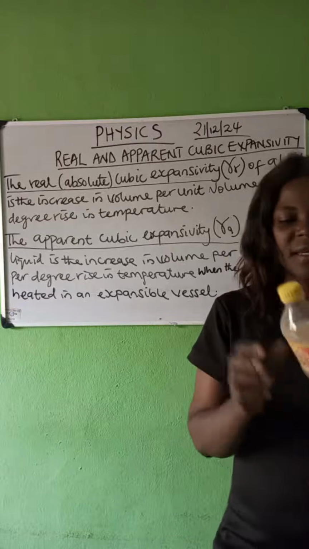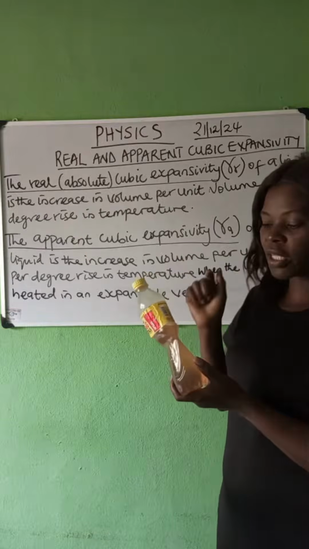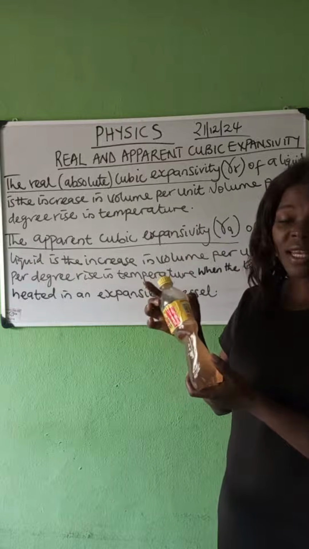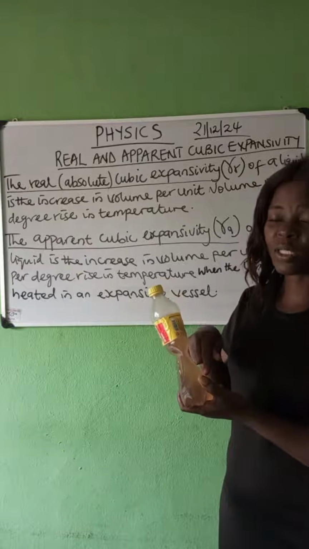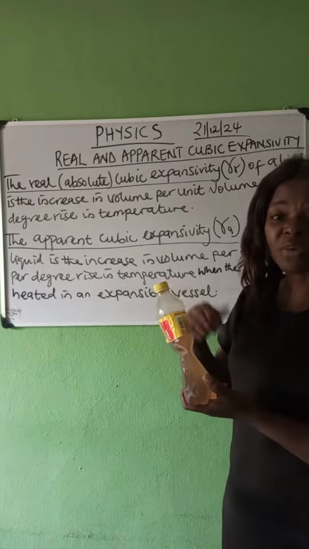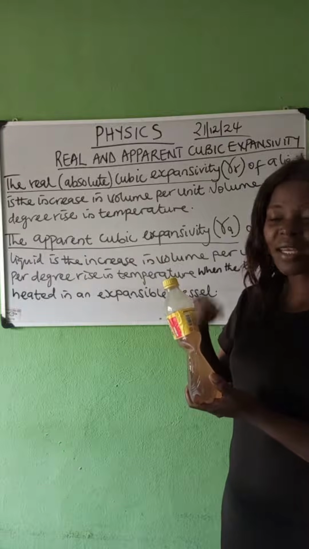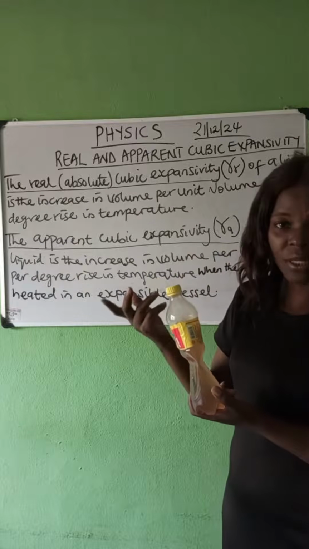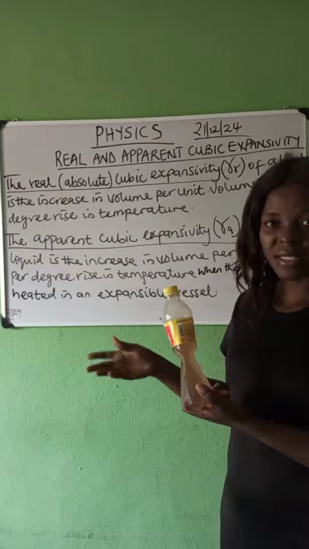Now look at this liquid inside this container. If I want to know the expansivity of this liquid inside the container, and this container is an expansible vessel. For me to know the real cubic expansivity of the liquid inside this container, because if I heat this liquid, because it's inside this container, the container will expand, the liquid will expand. So for you to know the real cubic expansivity of this liquid, you are going to consider the apparent expansivity of the liquid inside this container plus the expansivity of the container. By the time you add them together, it gives you the real cubic expansivity of that liquid. Is that clear? All right.